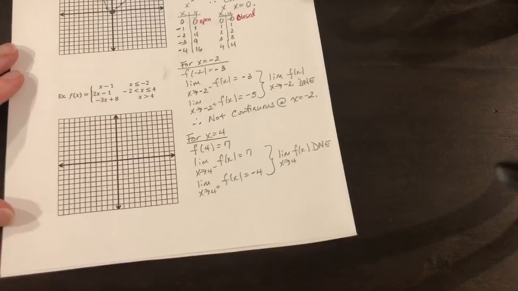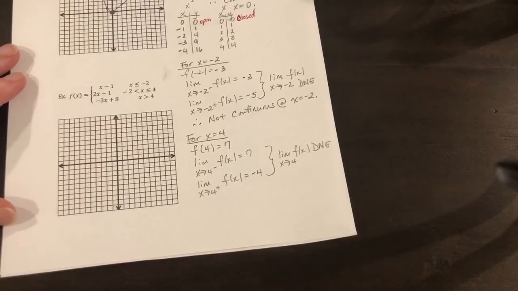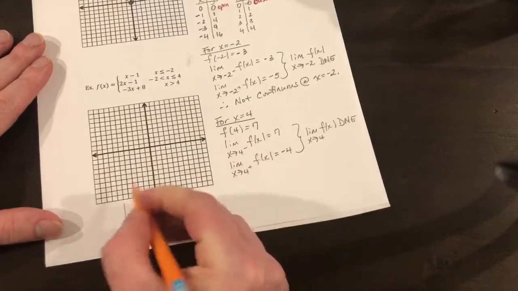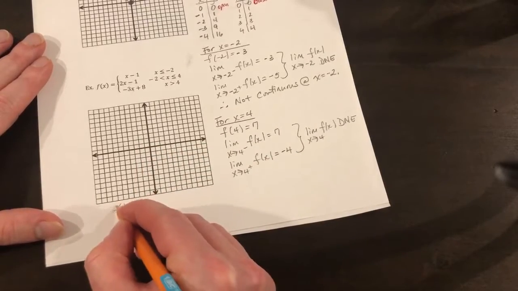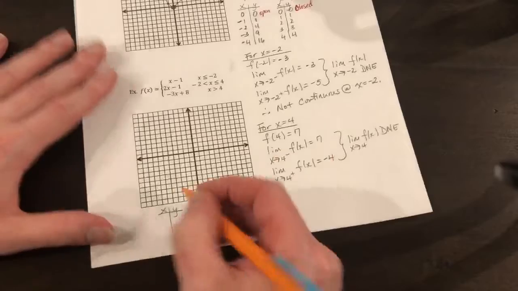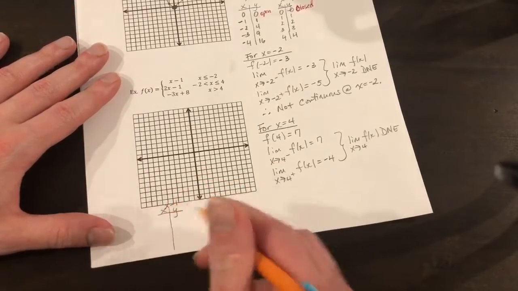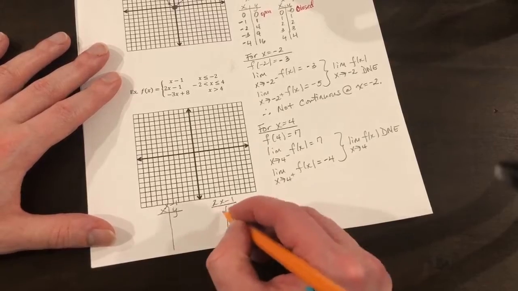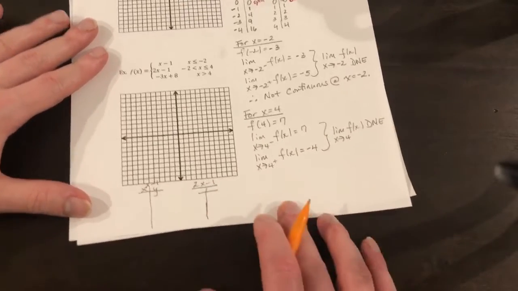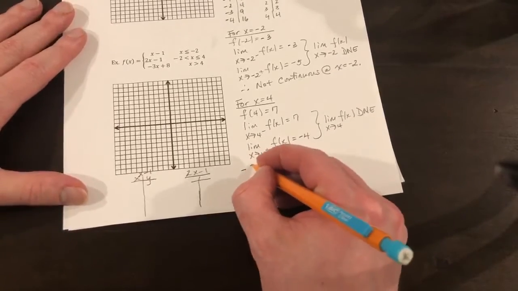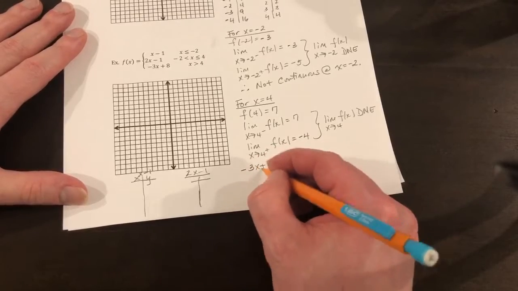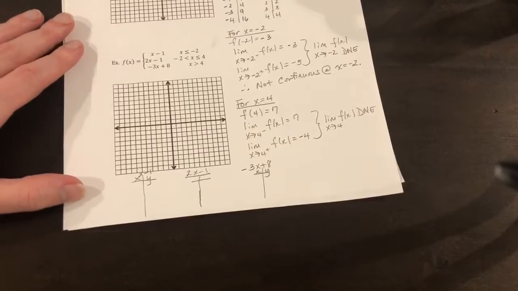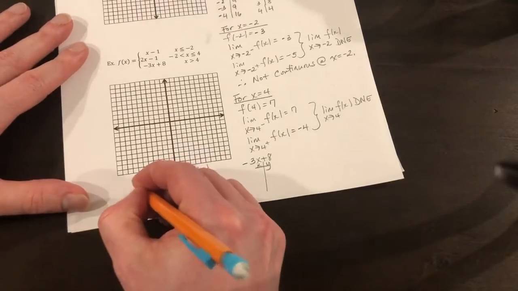Okay. Now, as far as graphing this stuff, let's go through and do our t-charts for each one. So let's do x minus 1 right here. Let's do 2x minus 1 over here. And then let's do negative 3x plus 8 over here. Okay, so we're going to start at negative 2 on this one.